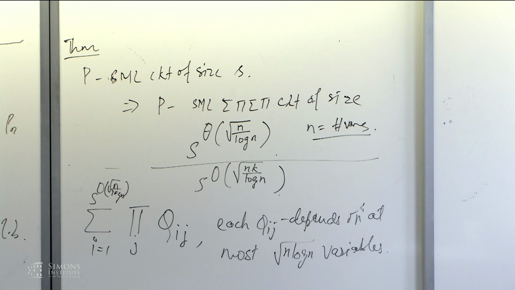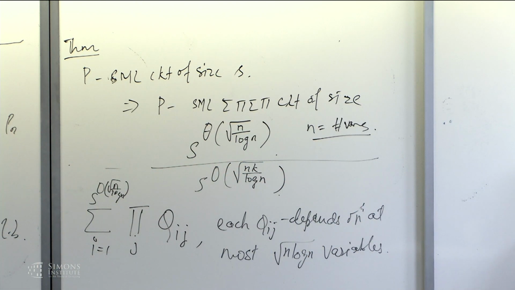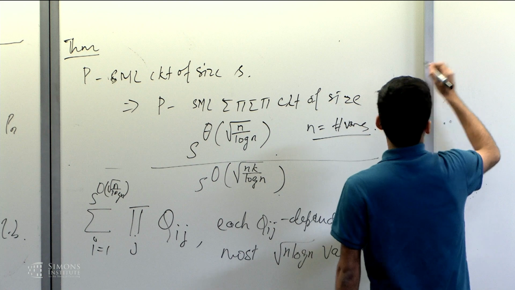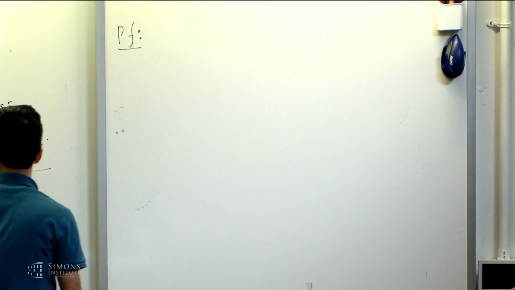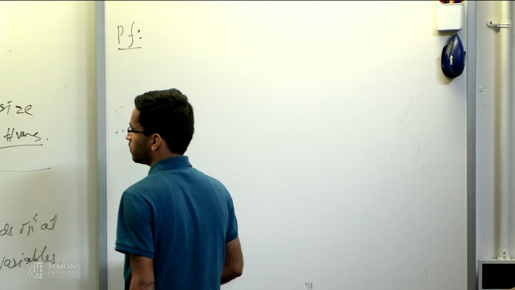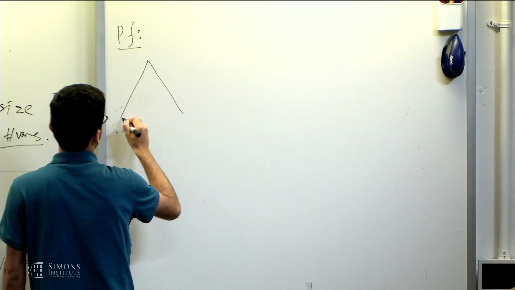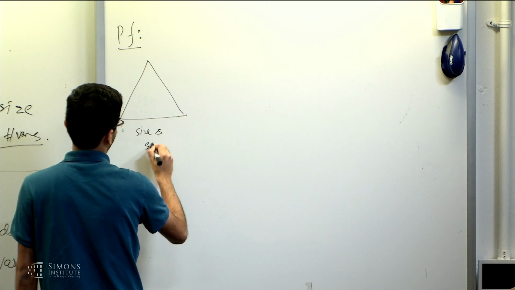Okay, questions so far? So let me say something about the proof. The proof is like a typical depth reduction result in the non-multilinear setting. There will be two steps. We'll start from a size s syntactically multilinear circuit.